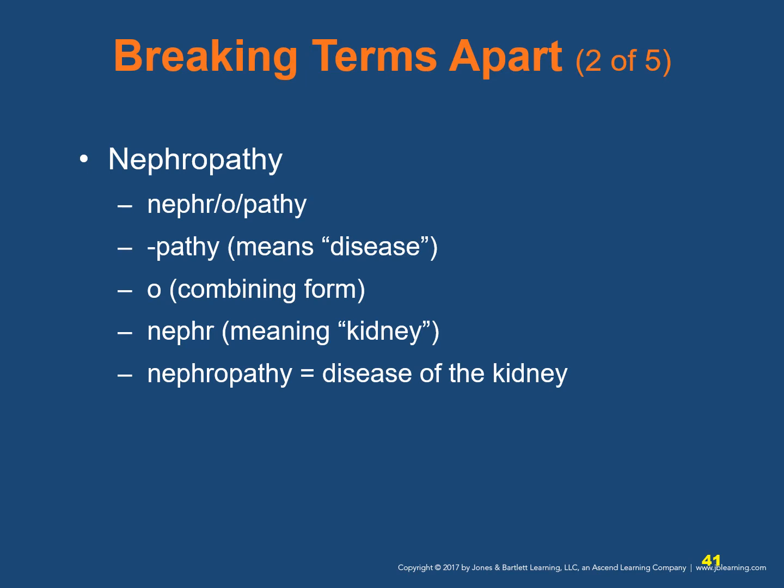Neuropathy. Pathy is a suffix meaning disease. O is the combining form. Nephr is a word root meaning kidney. Again, nephr is a word root meaning kidney. So neuropathy means disease of the kidney.